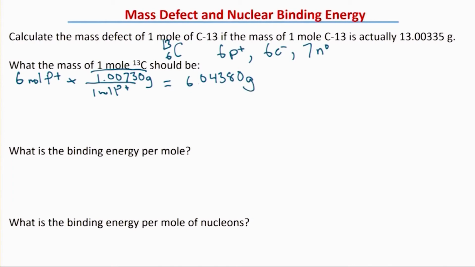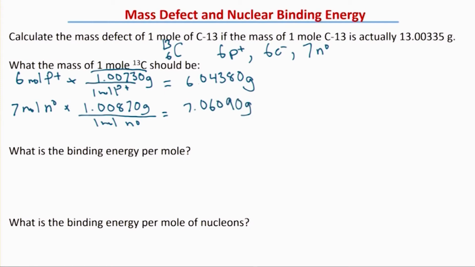All right, do the same thing now for the neutrons. There's 7 moles of neutrons. The mass of a neutron is very close to the mass of a proton, just a little bit bigger, 1.00870 grams for every 1 mole of neutrons. And so this gives me 7.06090 grams.